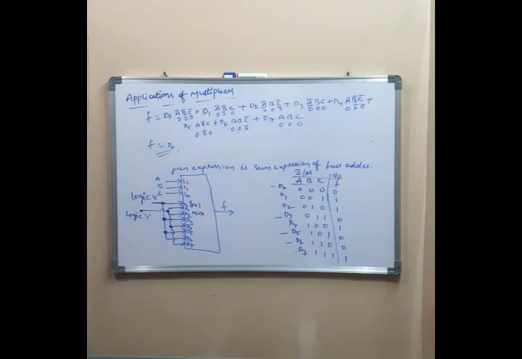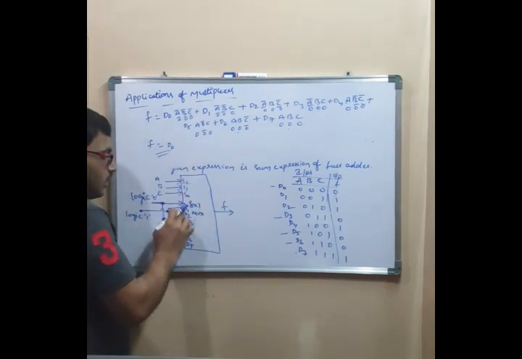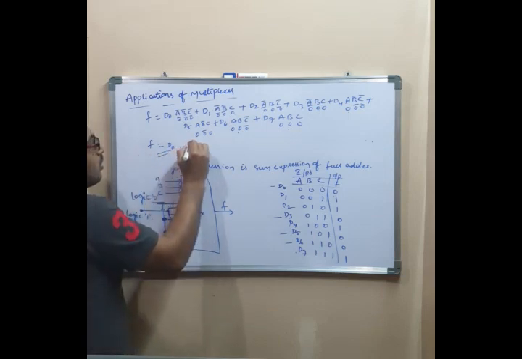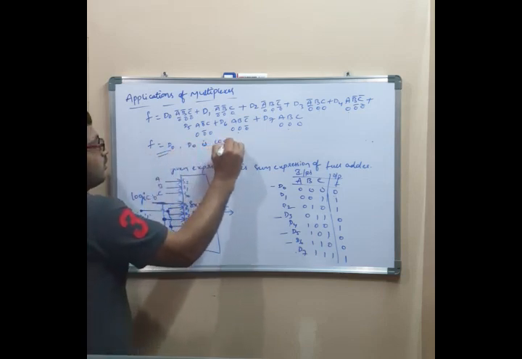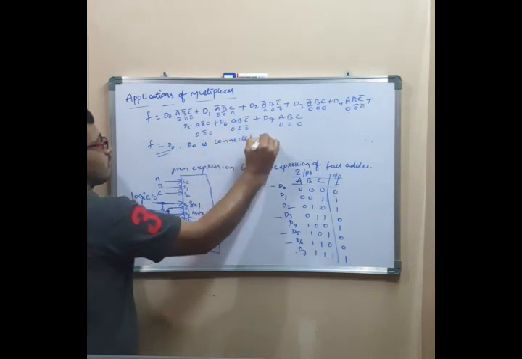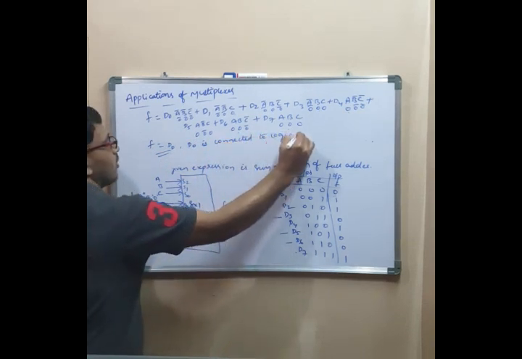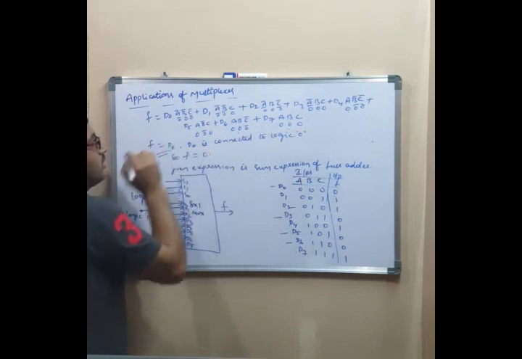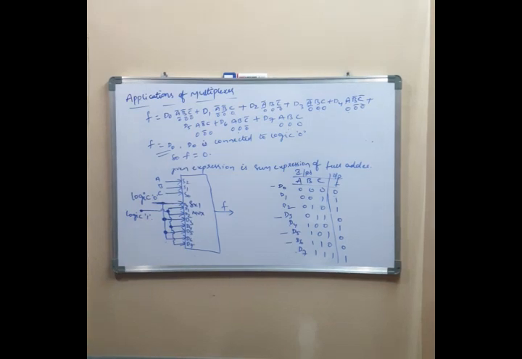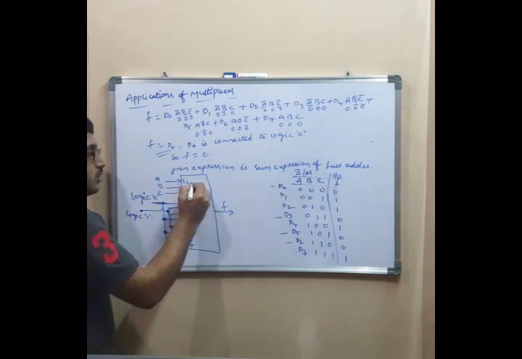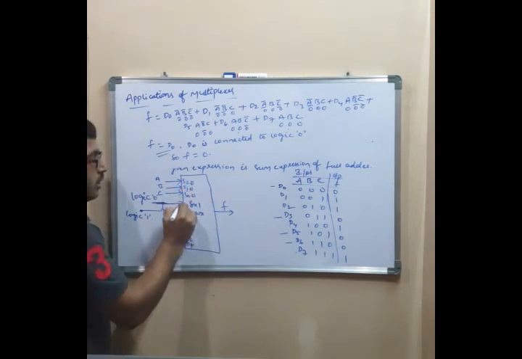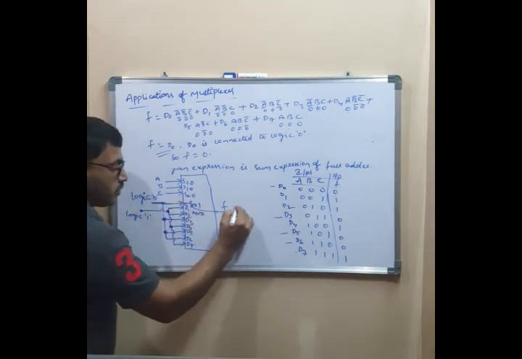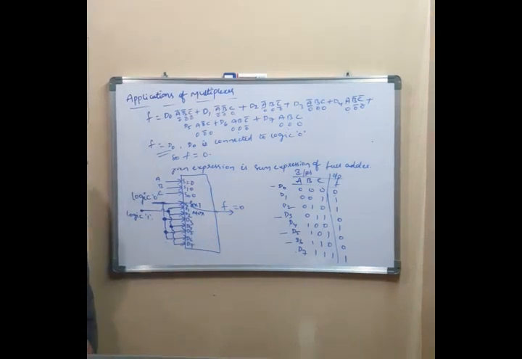Right? So what is D naught connected to? D naught is connected to logic 0. So F is equal to 0 for this combination. Right? If these three are 0, 0, 0, D naught is routed to the output, D naught is connected to a value 0, so F is equal to 0.